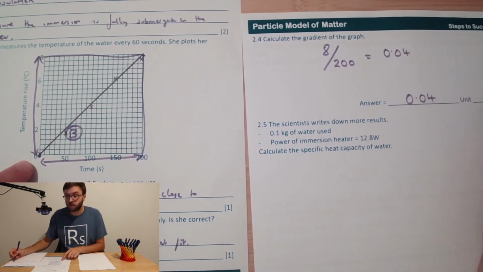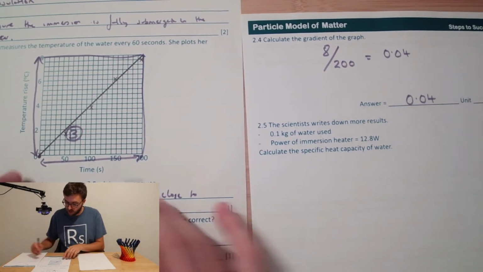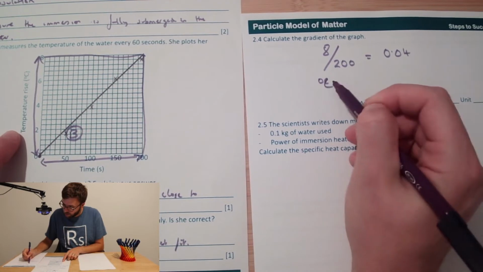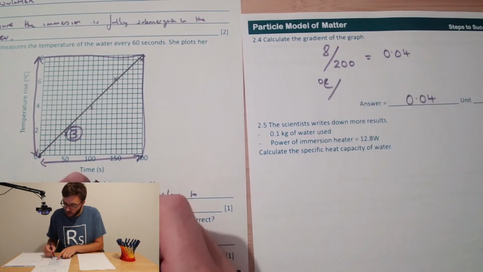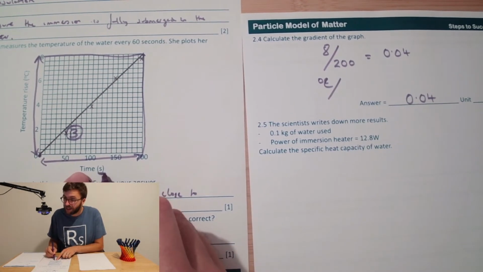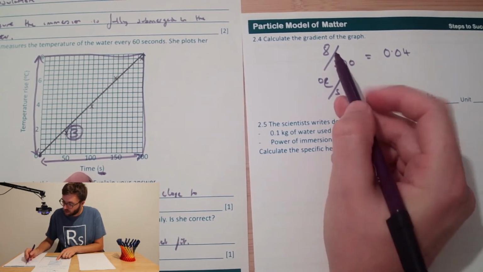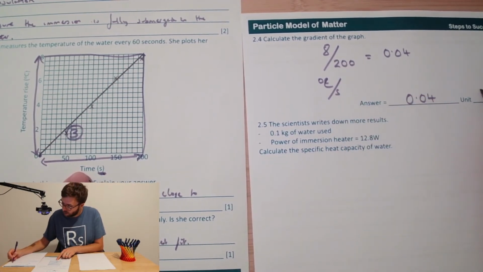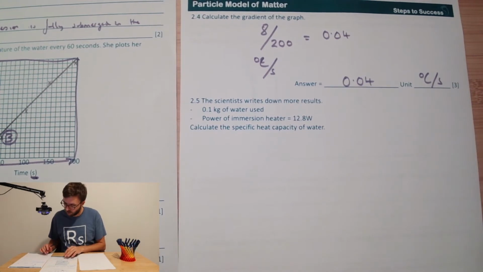It also asks for the unit. Well, the units are told to us in the graph. So 8 was degrees Celsius, divided by 200, which was my time in seconds. So I was doing 8 degrees Celsius divided by 200 seconds, showing me my unit will be degrees Celsius per second. Like so.